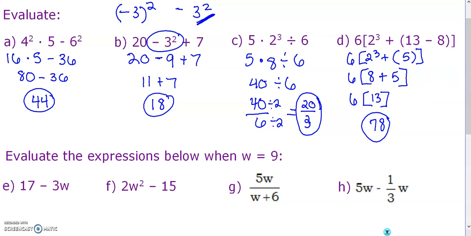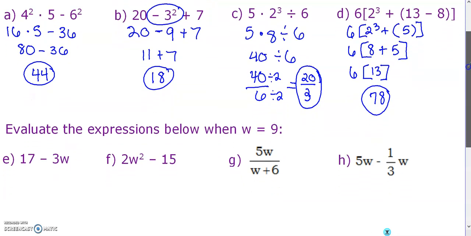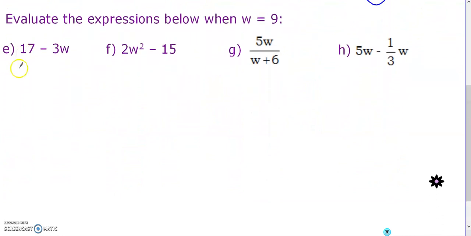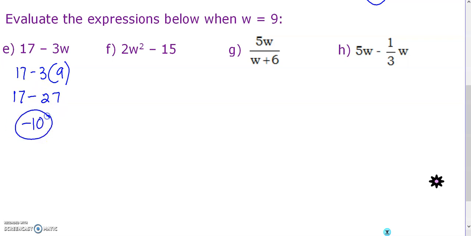All right, let's take a look at the bottom 3. These are evaluating, so this is when we plug in. So we're just going to go ahead and first plug in, and then evaluate using your order of operations. I'm going to move a little bit quicker through this since we already talked about the order of operations, and we should get negative 10 for that one.